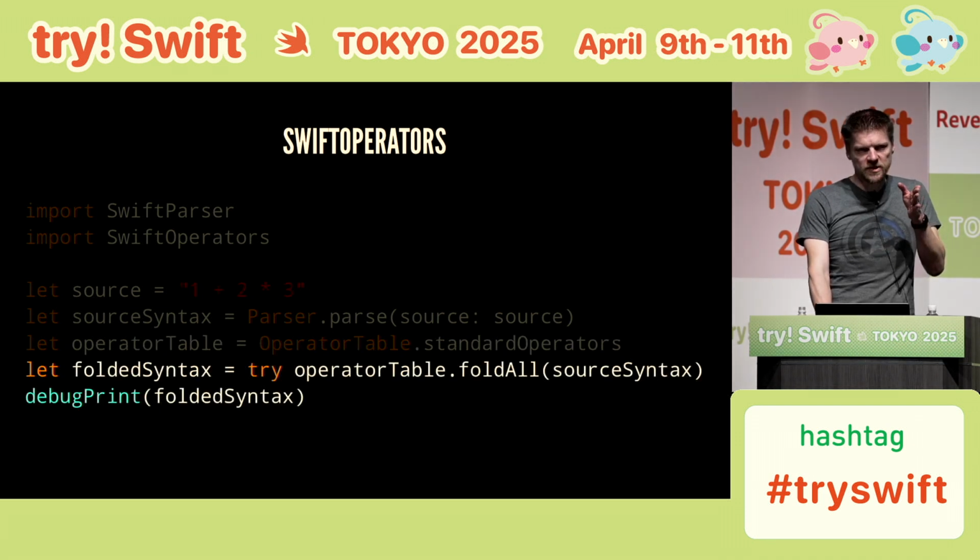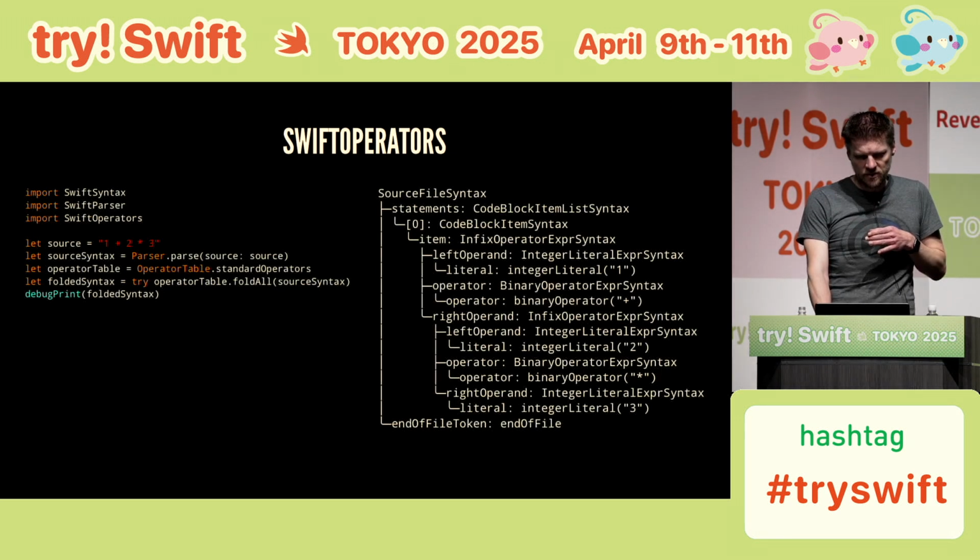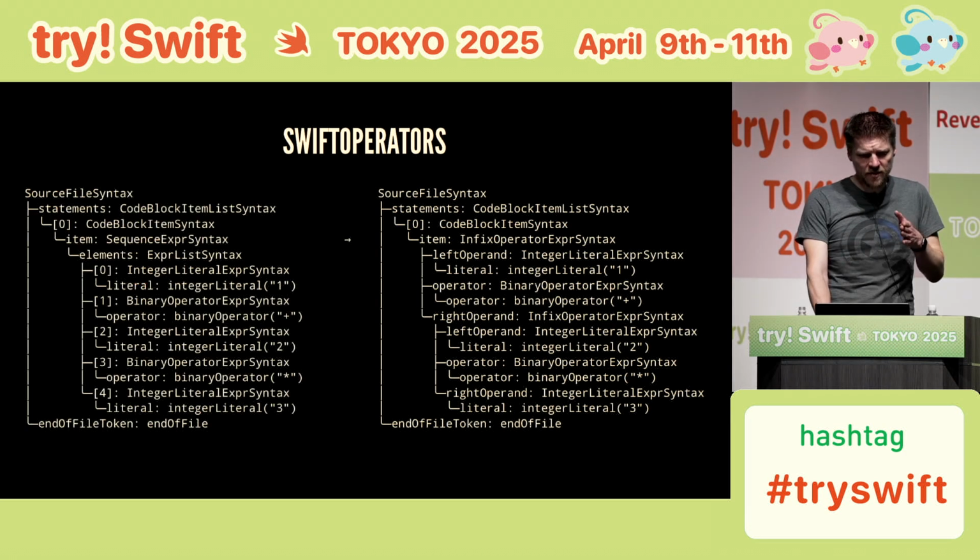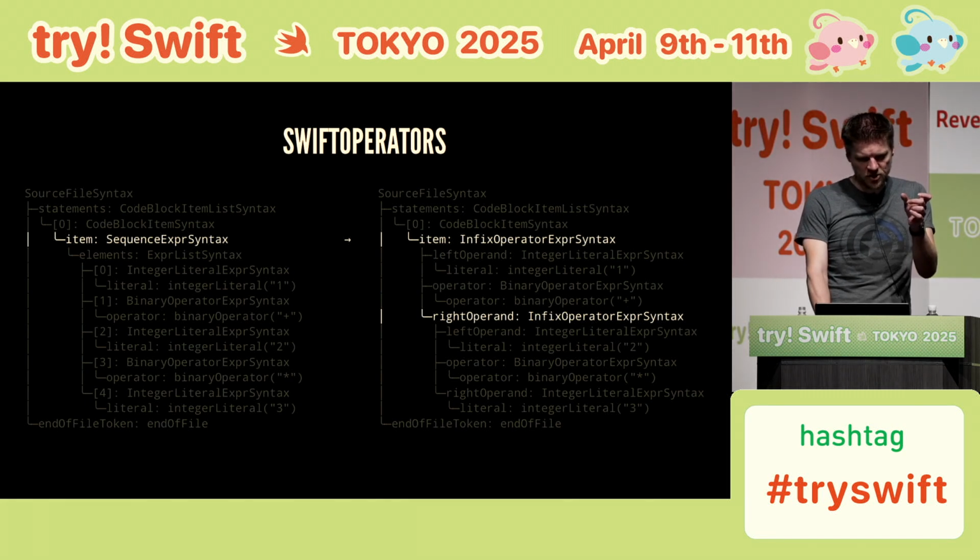Finally, we need to call OperatorTable foldAll on the syntax tree, and we'll get this result shown on the right here. If we compare this with the original tree on the left, you can see that the sequence expression has been collapsed into these nested infix operator nodes, and this represents the correct order of operations.